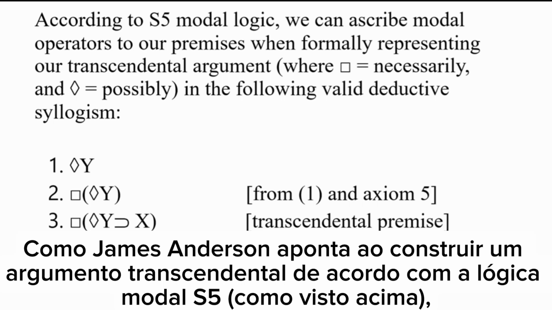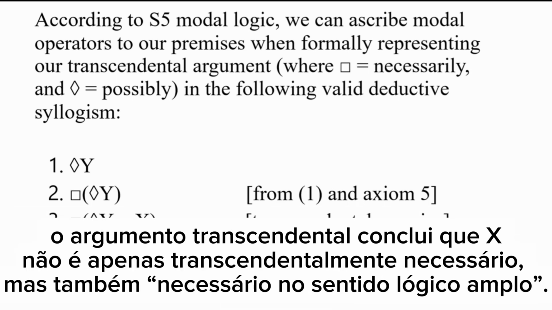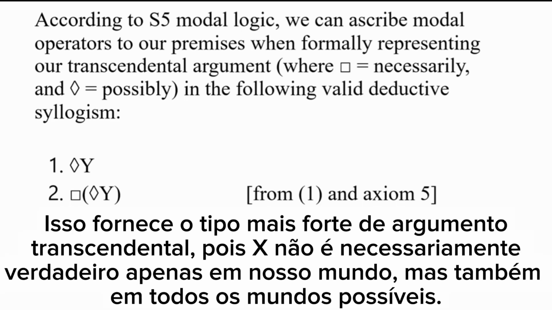as you see here on the slide, when the transcendental premise, which we call premise 3, is expressed as a claim about a necessary condition for the possibility of human thought, then the transcendental argument delivers its conclusion that X is not only transcendentally necessary, but necessary in the broad logical sense as well. That provides one with the strongest type of transcendental argument. Why? Because it's not just true in our world, it's true necessarily in all possible worlds.